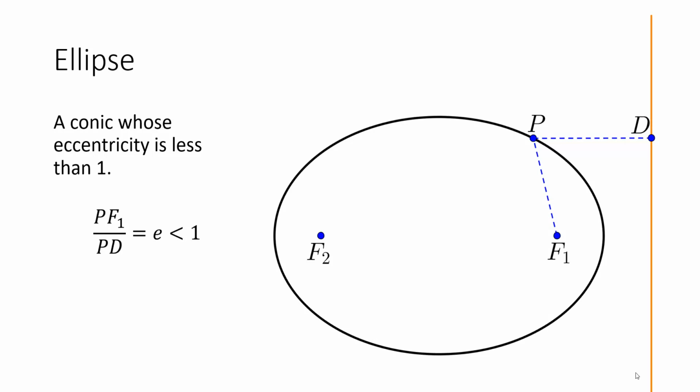So let's say we have two foci, F sub 1 and F sub 2. Now the distance from F sub 1 to point P over the distance from point P to point D is our eccentricity, which is less than 1.